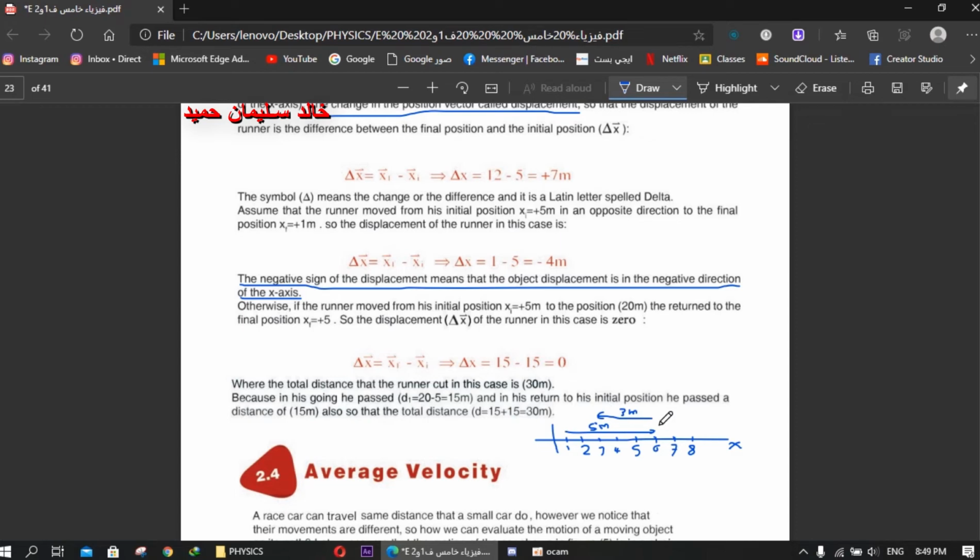This is 2 meter. But the distance traveled is 5 plus 3, which is 8 meter. So the distance is a positive magnitude always and cannot be negative, and it is a scalar quantity. But the displacement is a vector quantity and can be negative, and here it is equal to 5 minus 3, which is equal to 2 meter. This is the initial point and this is the final point.